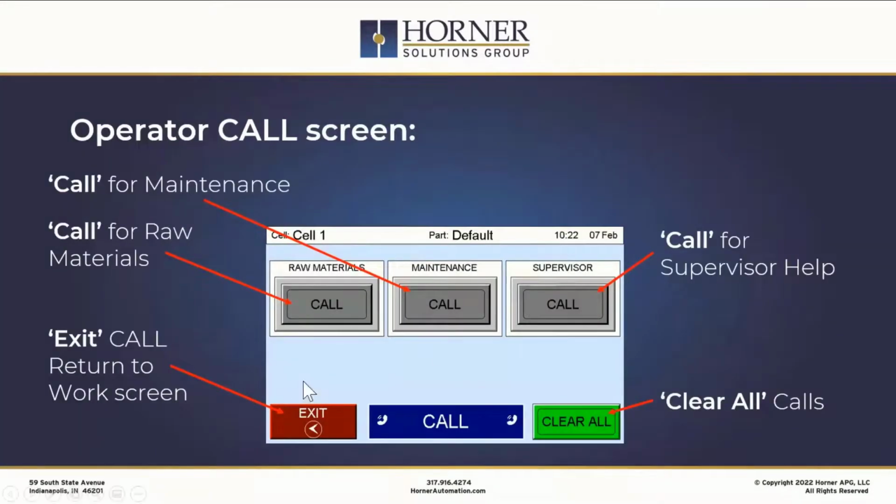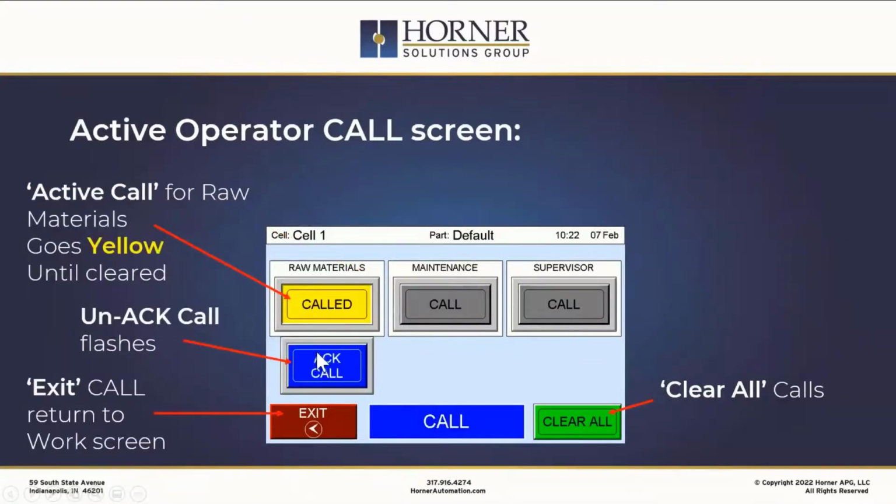These are the call functions. So when you click on the call button, this is where they can do a call for raw material, call for maintenance, and call for supervisor. And when they pick one of those, this blue light will be flashing blue, as well as the blue light on the tower, until somebody acknowledges it. And then they will stay blue and not flashing until somebody clears it, which is the button down to the right.